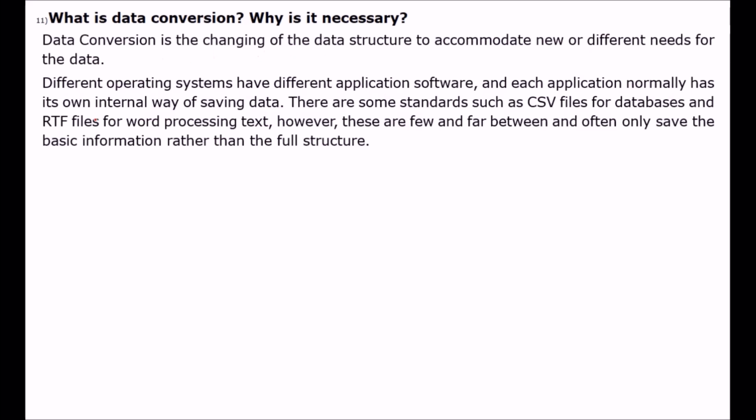Different operating systems have different application software. Each application normally has its own internal way of saving data. That means data structures. They have their own data structures. There are some standards such as CSV files for databases and RTF files for word processing text. However, these are few and far between and often only save the basic information rather than the full structure.